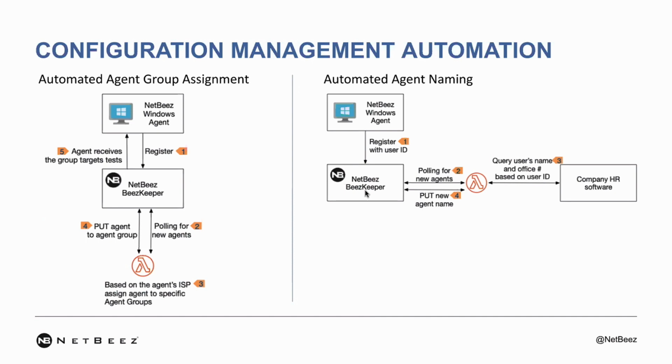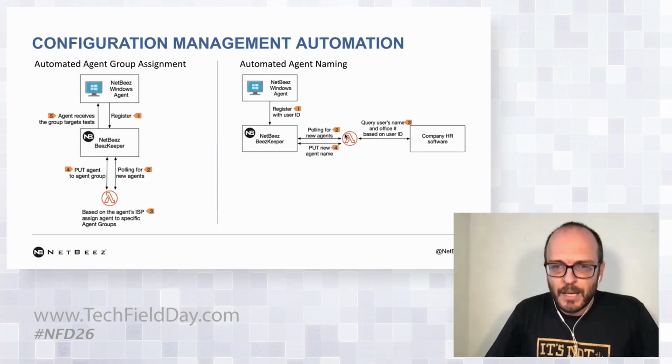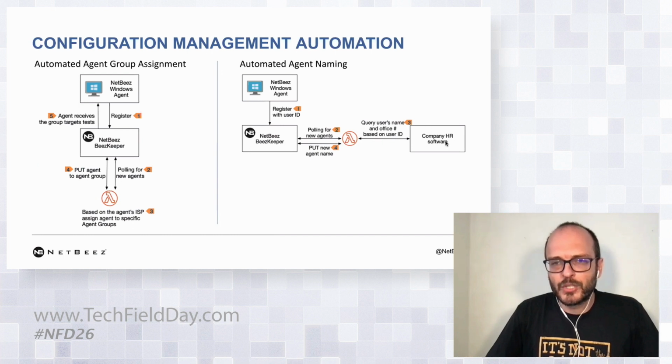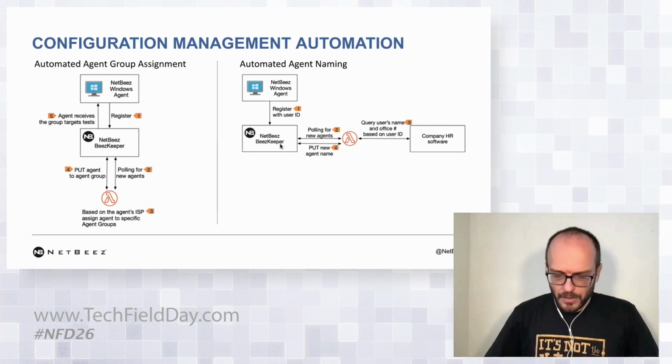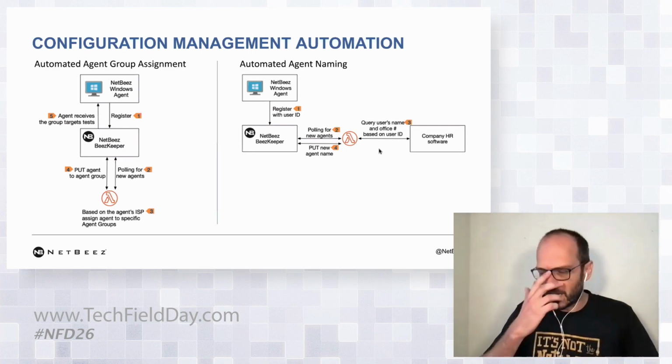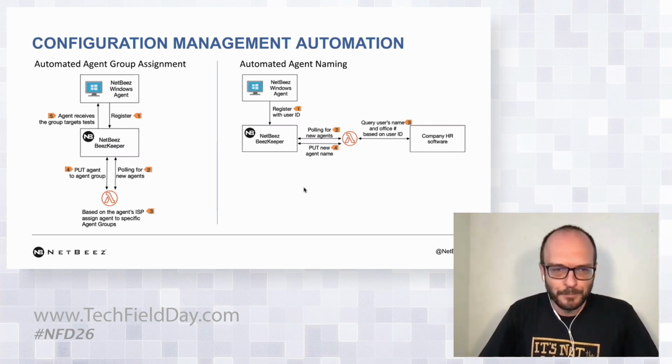It registers to the NetBeez Beekeeper server. The Lambda function is polling for these new agents. And then once it finds something based on the user ID, it can query the company's HR software to get the user's full name, first name, last name, and office number to adjust the agent name and push it to the dashboard for renaming. So if you're handling thousands of agents, this is very useful to keep your dashboard organized without having to maintain it manually.